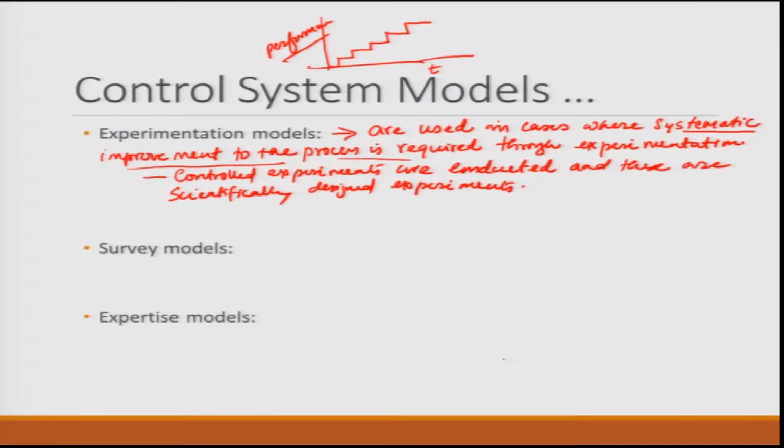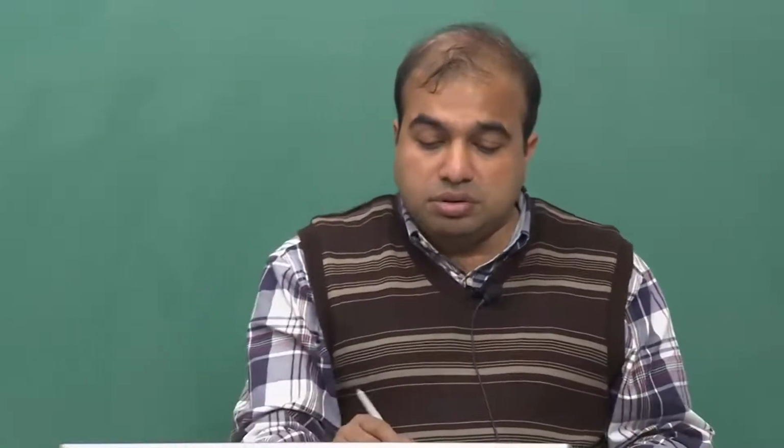Some people also call this the continuous improvement model. But to do this you have to do controlled experiments, and these are scientifically designed, because by analyzing the data you get from those experiments, you can improve the current state of the system.